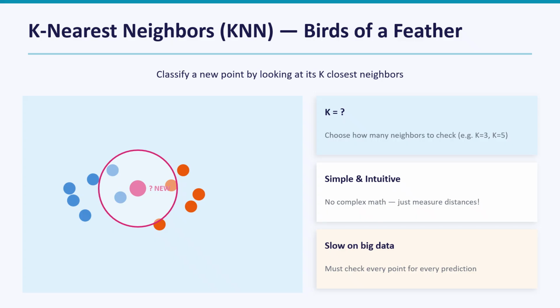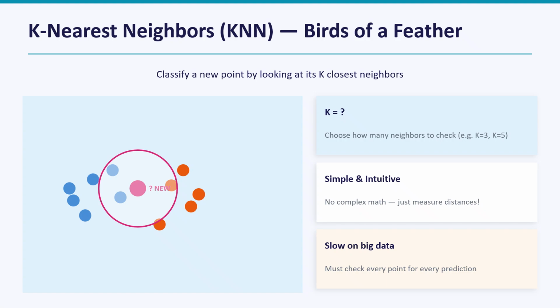KNN is beautifully simple. The idea is, if you want to classify a new data point, look at the k nearest points around it and take a vote. For example, say k equals 3. You plot a new customer on a graph. The three closest existing customers are all labeled will buy, so you predict this new customer will also buy. It's literally birds of a feather flock together. The algorithm doesn't learn anything complex during training, it just stores all the data. During prediction, it measures distances to find the nearest neighbors.